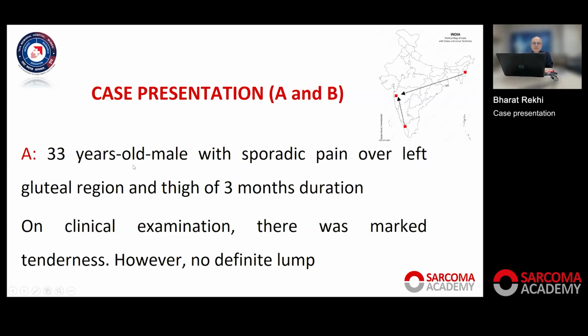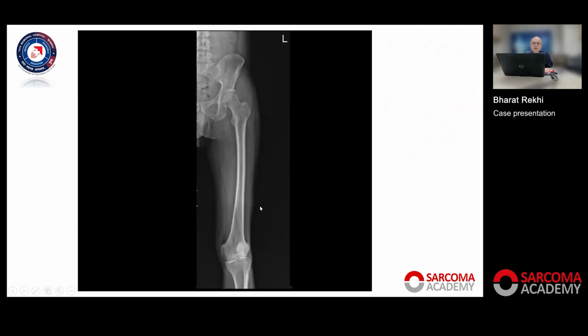these states. So case number 1A was a 33-year-old gentleman who presented with pain over his left gluteal region and thigh of 3 months duration. Clinically, there was no definite lump, but there was marked tenderness that he complained of.